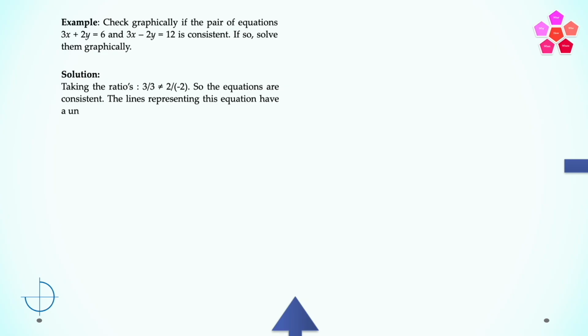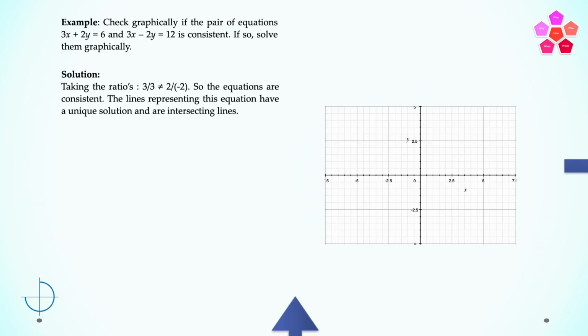So let's take an example. Check graphically if the pair of equations 3x plus 2y equal to 6 and 3x minus 2y equal to 12 is consistent. If so, solve them graphically. Taking the ratios of a1 by a2 and b1 by b2, we see 3 by 3 is not equal to 2 by minus 2. So the equations are consistent. The lines representing these equations have a unique solution and are intersecting lines.